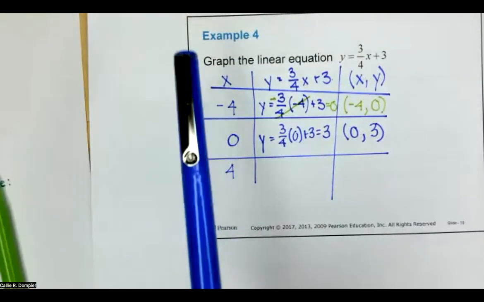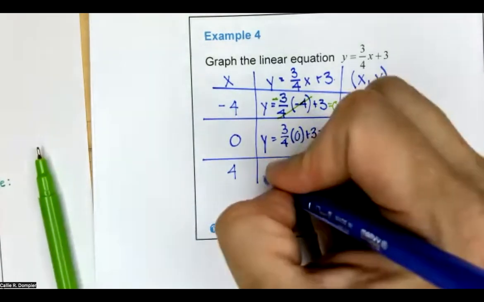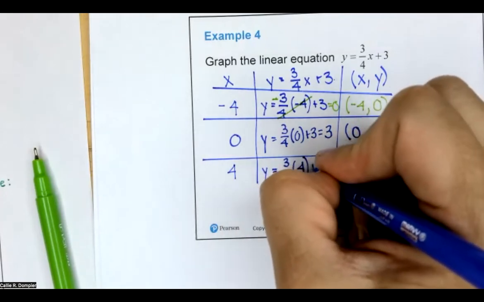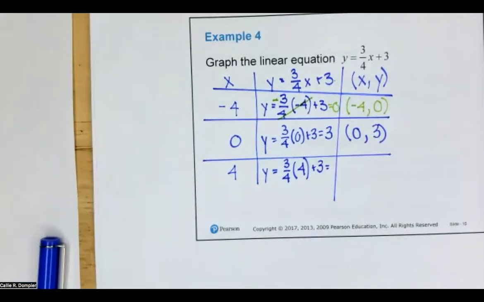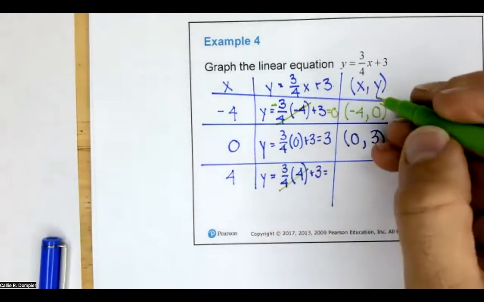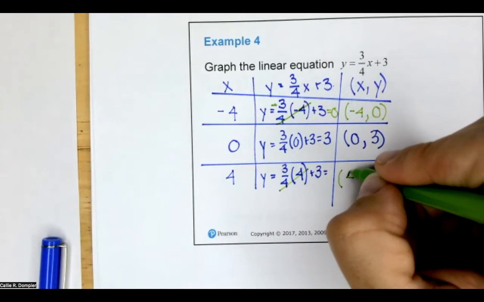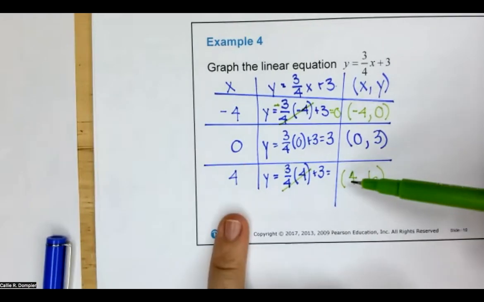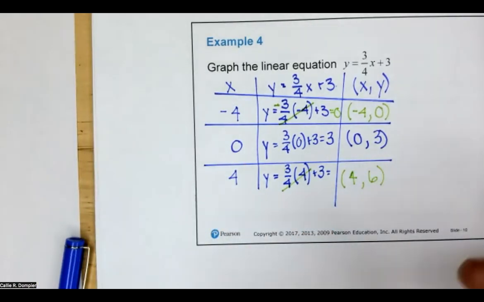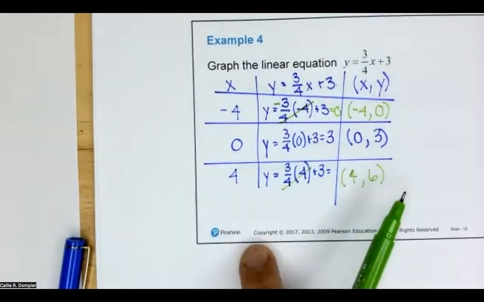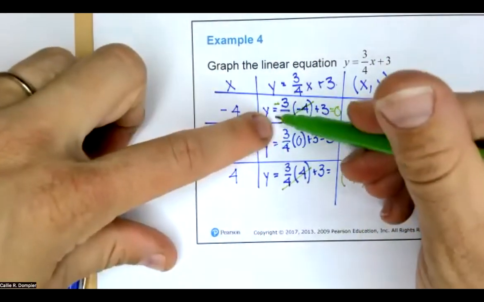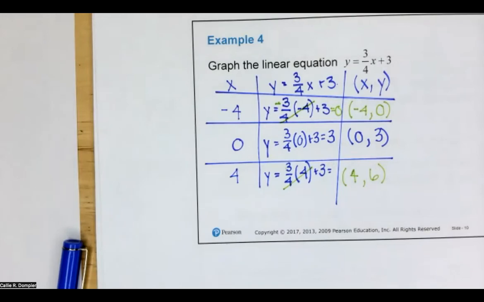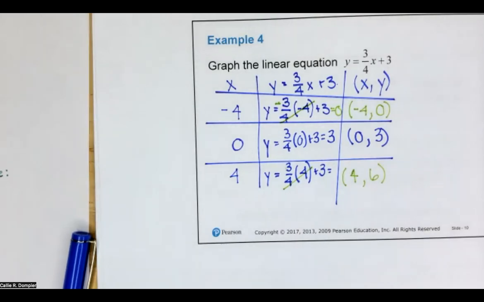We'll do it again. Here I chose +4. So when y equals 3/4 times 4 plus 3, that means 4 divided by 4 is just 1. 3 plus 3 is 6. So when x is +4, y is 6. You can use any number you want for x. It's just easier when you have a fraction to use that denominator as your term, because then you'll get whole numbers. So our points were -4, 0, 0, 3, and 4, 6.